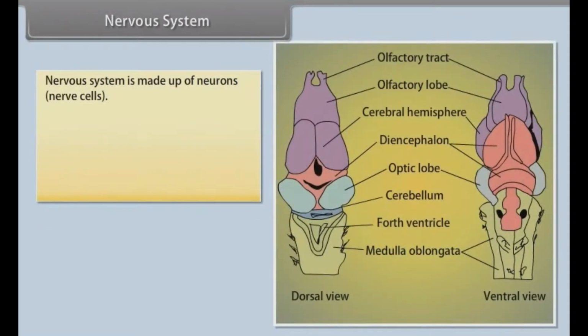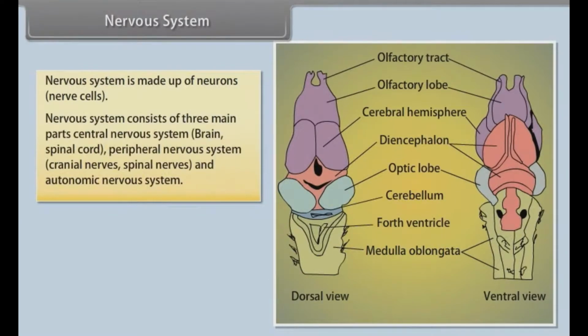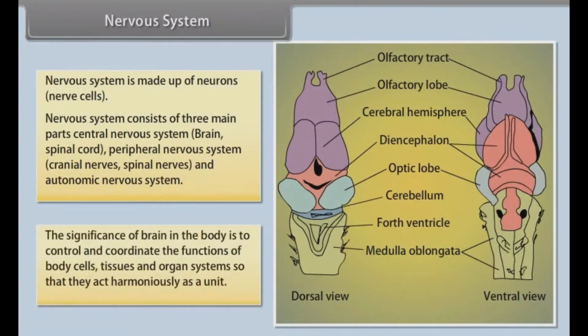Nervous system. Nervous system is made up of neurons, that is, nerve cells. Nervous system consists of three main parts: central nervous system, which includes the brain and spinal cord; peripheral nervous system, which includes cranial nerves and spinal nerves; and autonomic nervous system. The significance of the brain in the body is to control and coordinate the functions of body cells, tissues, and organ systems so that they act harmoniously as a unit.